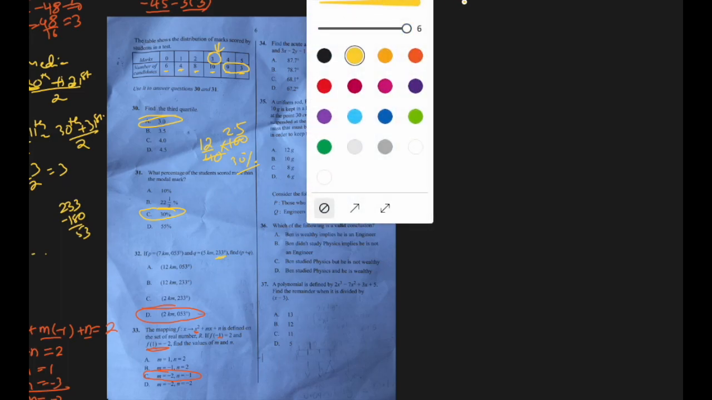Okay, find the acute angle between the lines x plus y minus 2 equal to 0 and 3x minus 2y minus 1 equal to 0. Alright, so to find the angle, let's convert them to vectors.